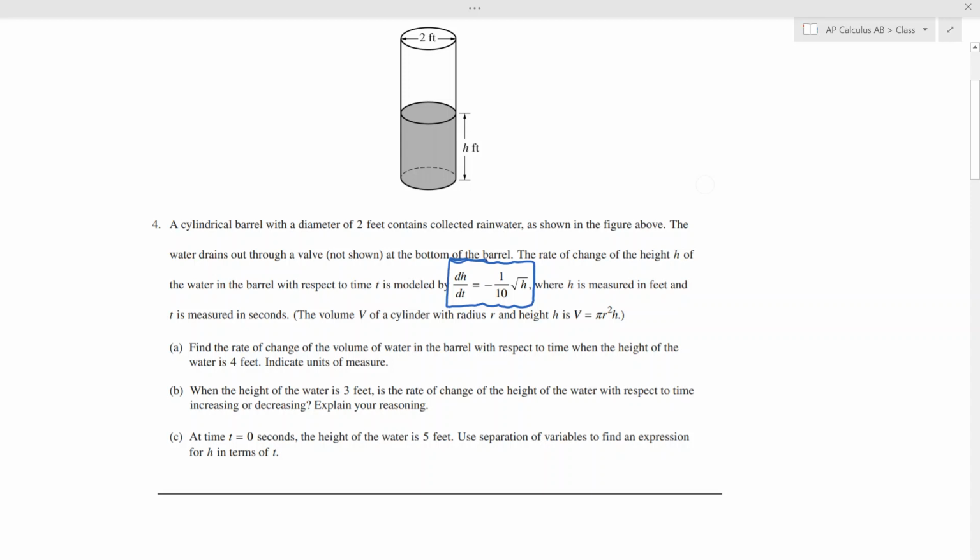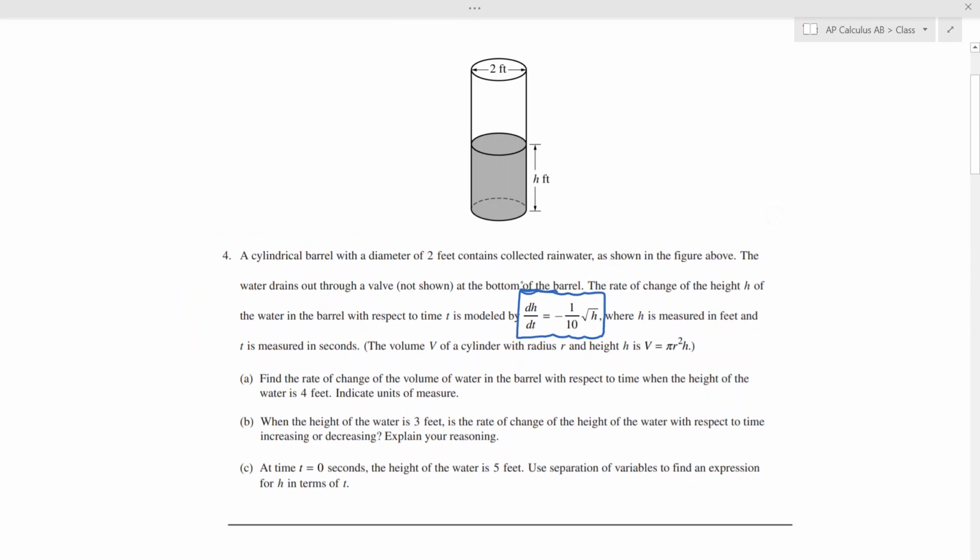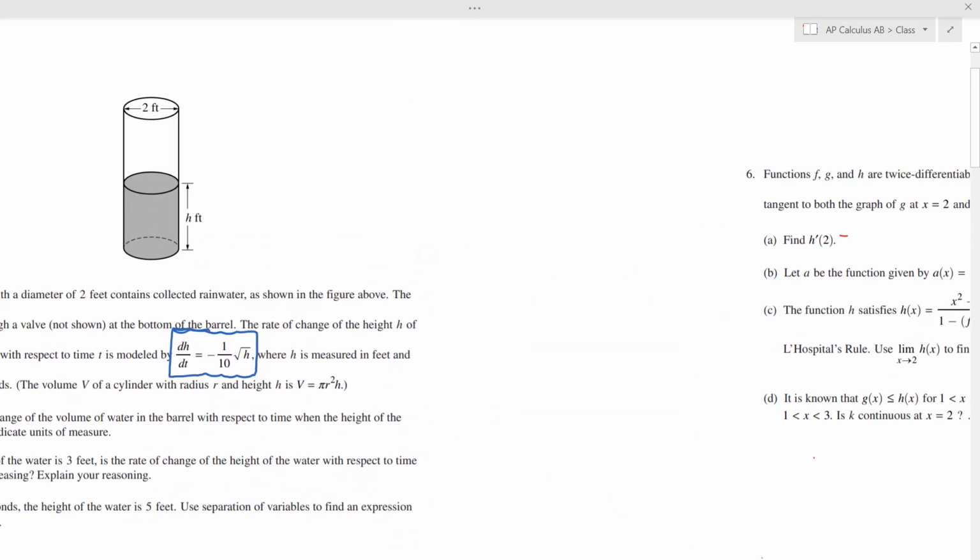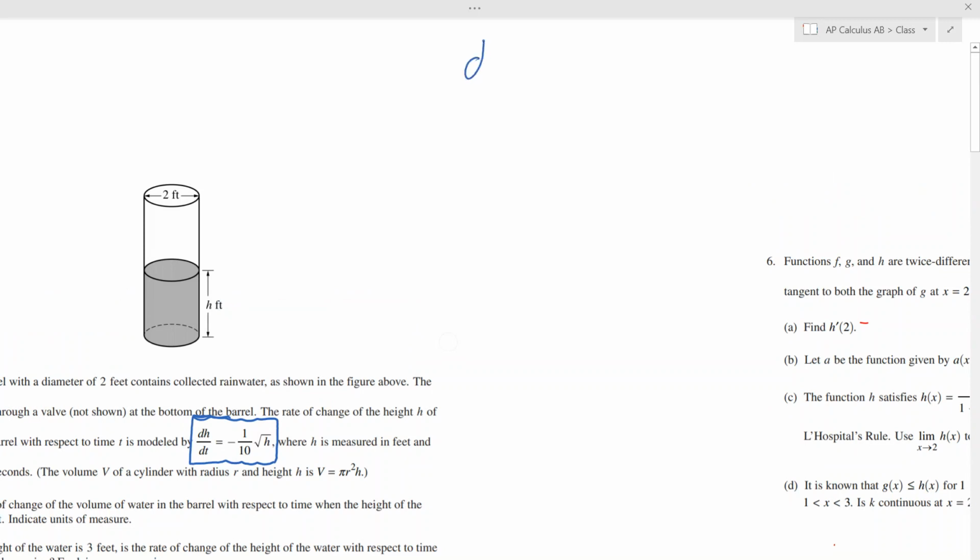All they're telling you is the rate of change of h with respect to time is equal to this formula, -1/10 the square root of h. So let me give you a super simple differential equations question. Here we go. dy dx equals 2x.